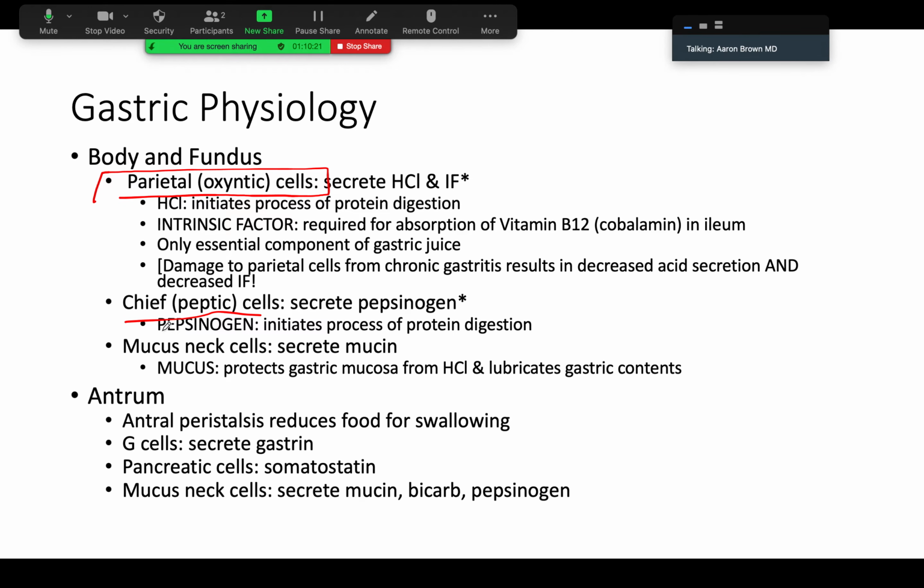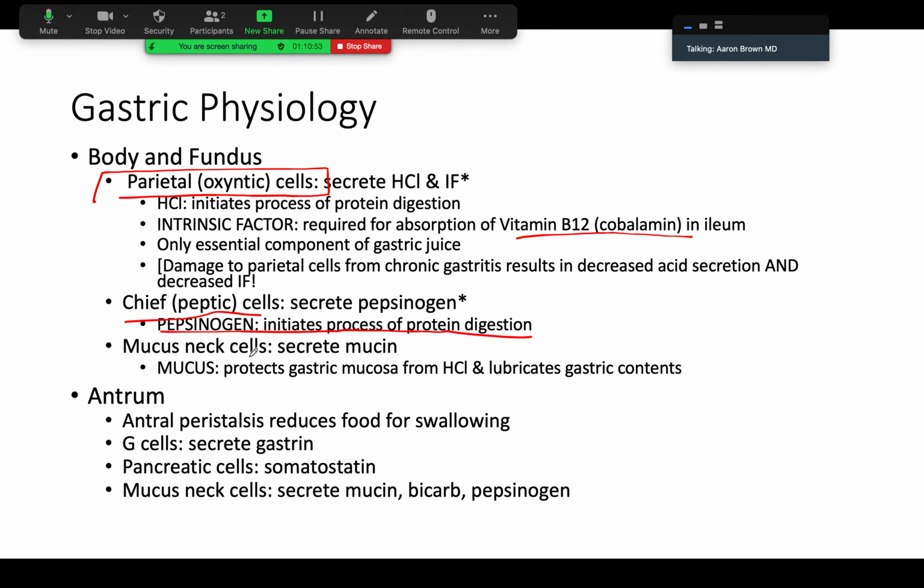All they do is secrete pepsinogen, which initiates the process of protein digestion. It doesn't even do the full process. So chief cells, these are like lame chief cells. Parietal cells do all the work. They secrete acid. They secrete intrinsic factor. Intrinsic factor is required for absorption of cobalamin. Cobalamin will not be absorbed until you get to the ileum, but this is obviously something that you need for red blood cell health.